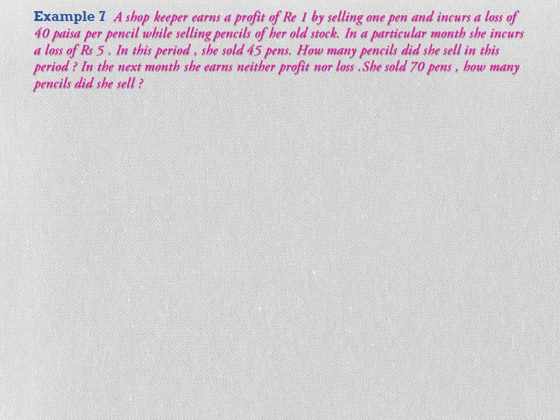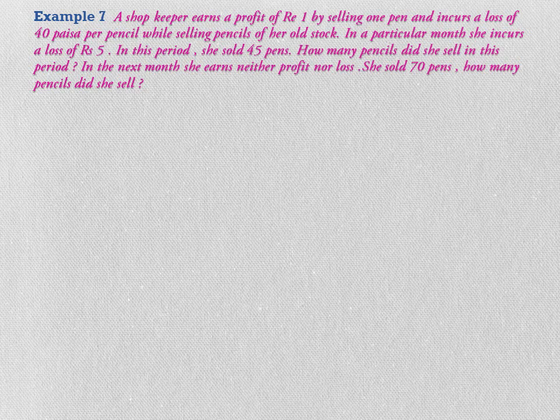Therefore, in that month, she sold 45 pens. But by selling 45 pens, she might have got some earnings. But total earnings is negative 5. How will you get the negative 5? Because in that month, she has got some more loss by selling pencils. Therefore, you have to find out how many pencils she sold in that period.